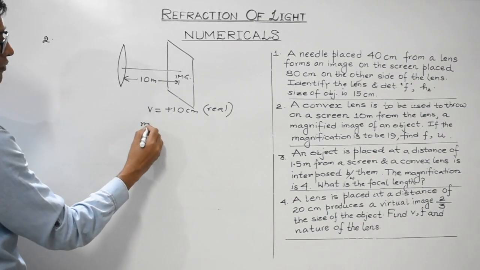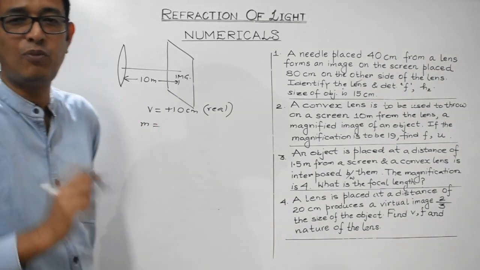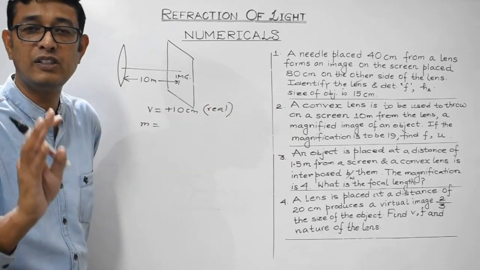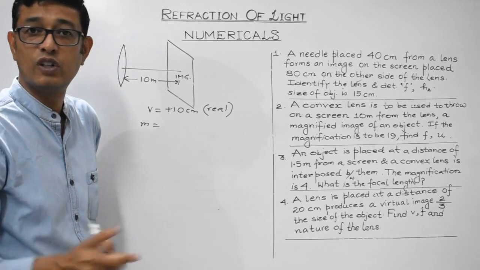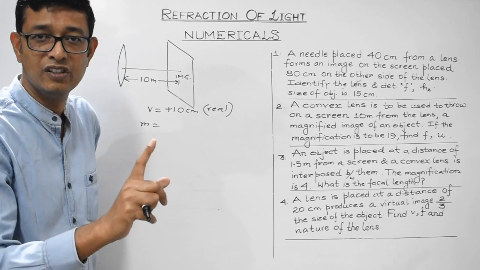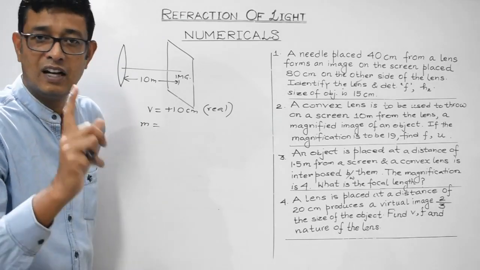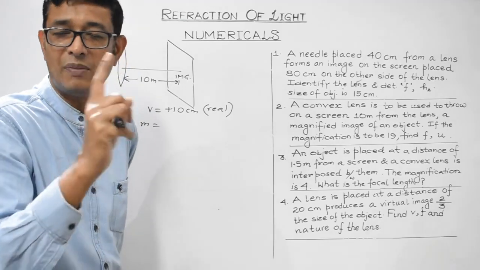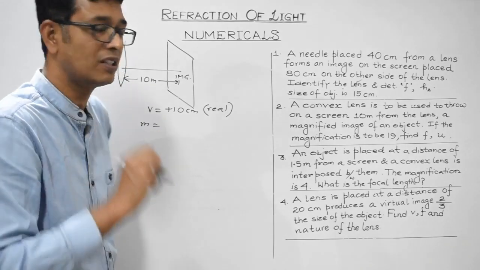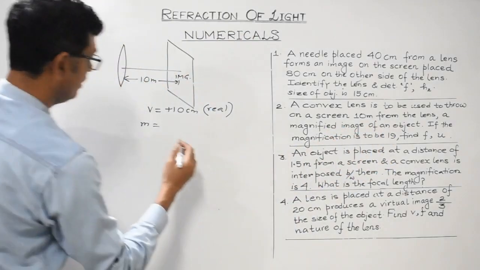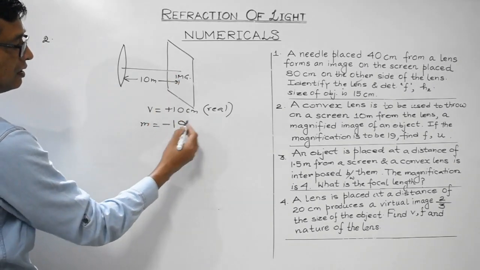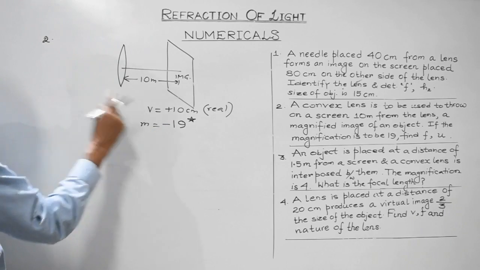Look, here magnification. Now students, a very, very important fact. Now from this question, it is pretty clear that the image is obtained on the screen. So it is real and inverted. I have told you, for inverted image, linear magnification is negative. For erect image, linear magnification is positive. Here, the magnification is 19. But since the image is real and inverted, here it is to be assigned negative sign. This is very, very important.